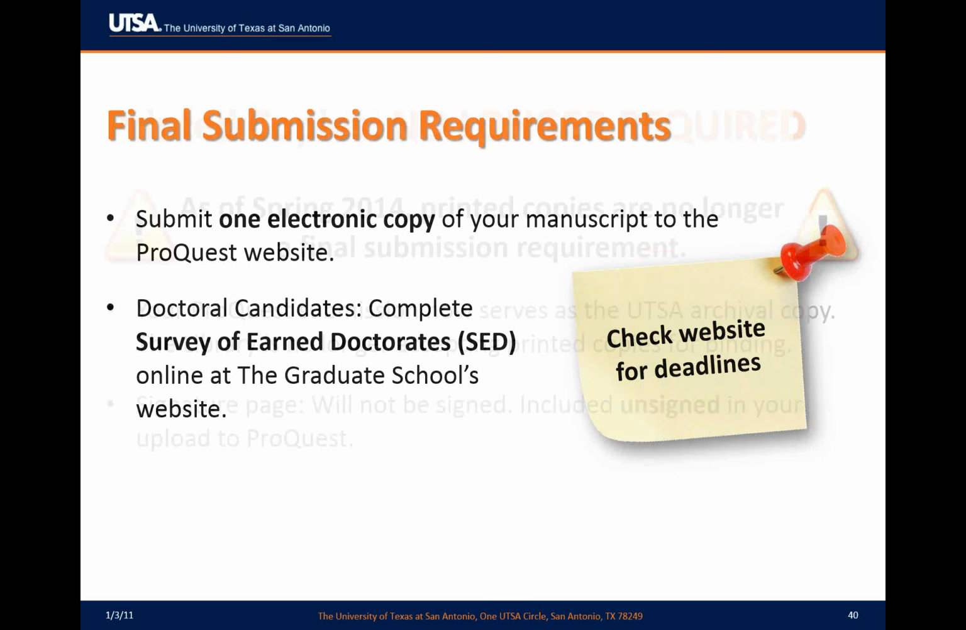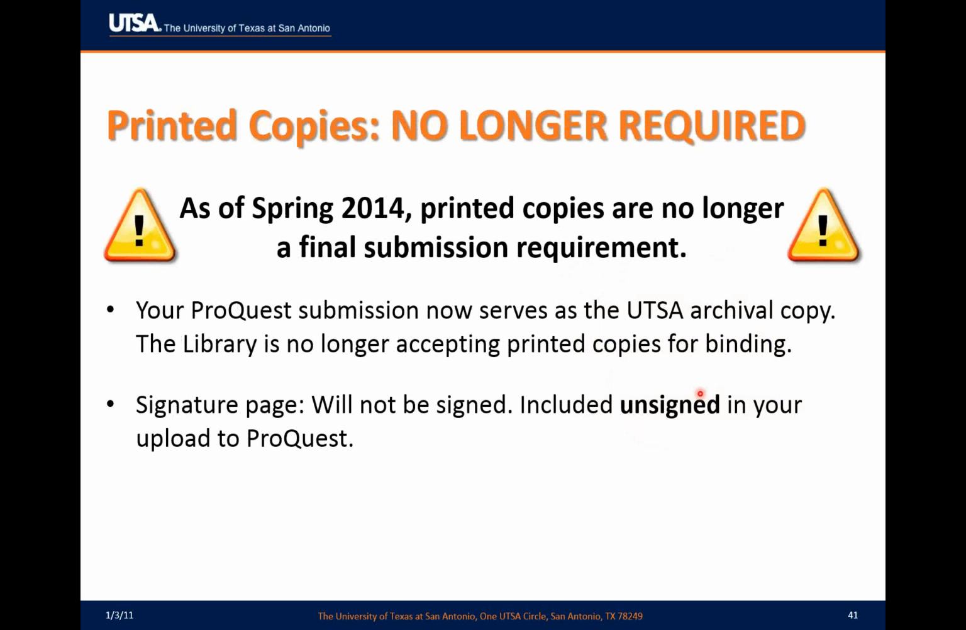So what's changed? Well, printed copies are no longer required. As of spring 2014, the 2 final printed copies are no longer a final submission requirement. Your ProQuest submission now serves as the UTSA archival copy. The library is no longer accepting printed copies for binding, so please do not turn in 2 printed copies to the graduate school. That is no longer a final requirement. That has been removed, and we cannot accept those copies.